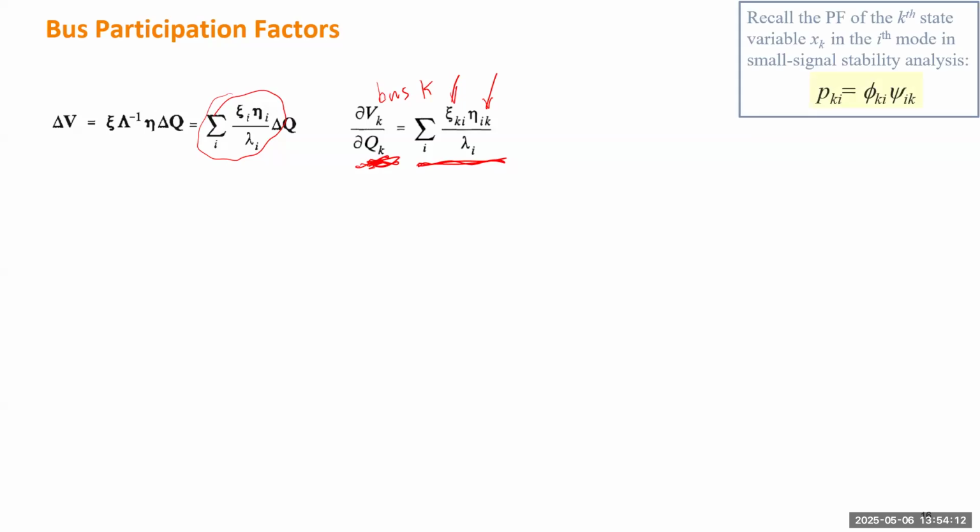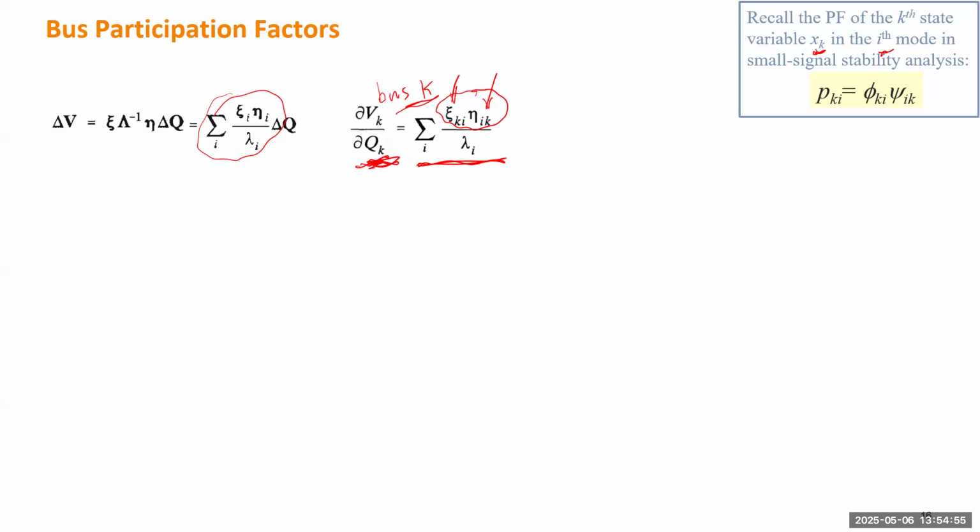All right, so we recall the definition of the participation factor. P_ki is defined to be the product of phi_ki and psi_ik, because there k means the state variable k, right? I here means the mode i. So P_ki means the participation factor of the kth state variable in the ith mode. Here we can define a similar concept, which is a participation factor based on the product of psi_ki and eta_ik. So k here is the bus number k.